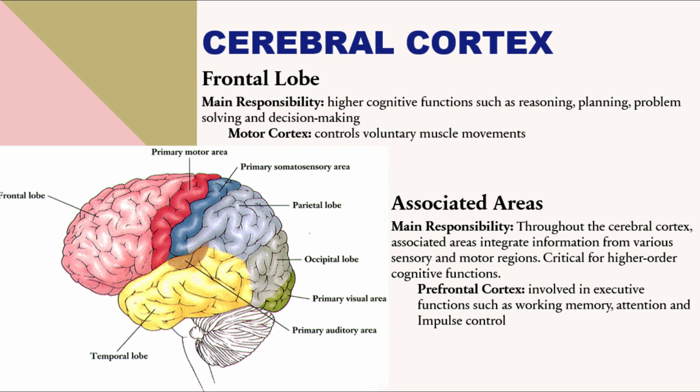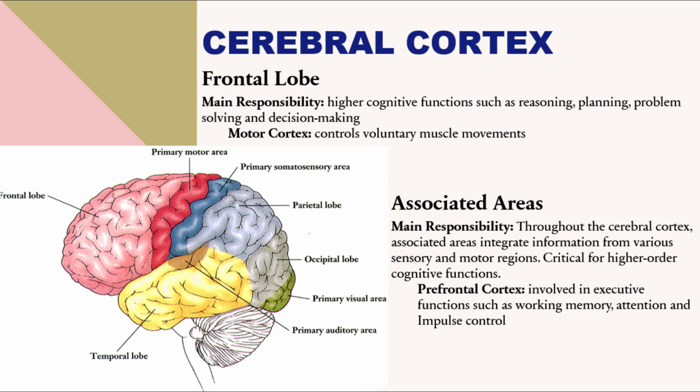Throughout the cerebral cortex, there are areas known as association areas that integrate information from various sensory and motor regions. These areas are critical for higher-order cognitive functions, including complex thought processes, memory retrieval, language comprehension, and problem-solving. The prefrontal cortex is located in the frontal lobe and is involved in executive functions, such as working memory, attention, and impulse control.